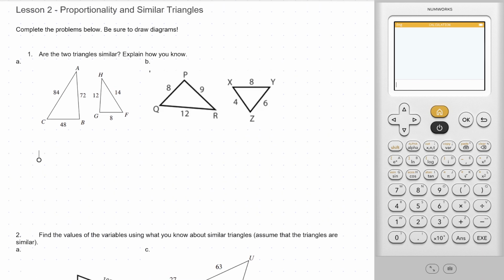We're going to start with problem number 1, and I will do part B. This one right here. And so the question is, are the two triangles similar? In order to figure this out, we want to set up a potential similarity statement. So let's figure out what the longest, shortest, and middle sides are.